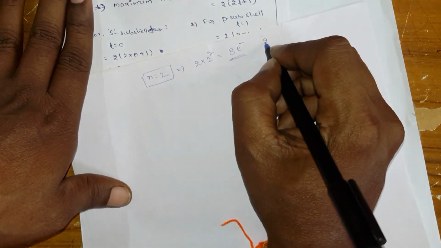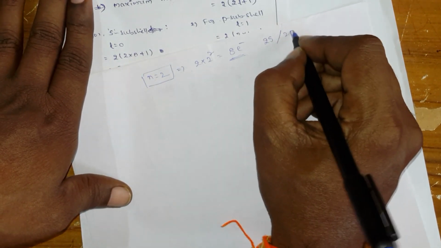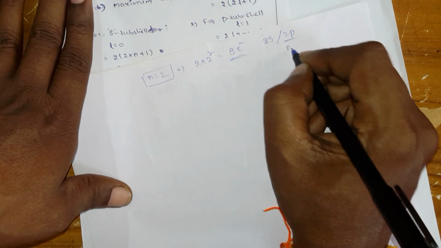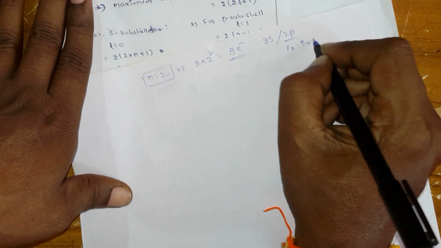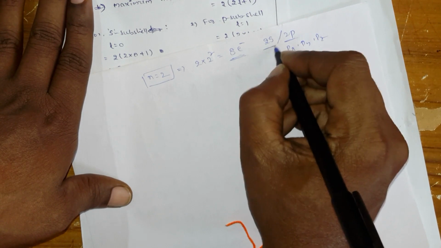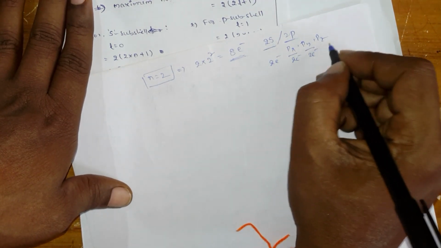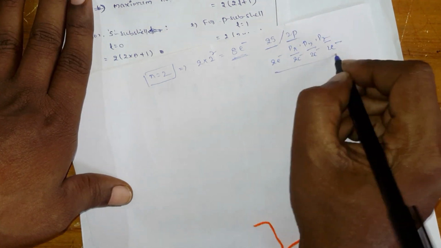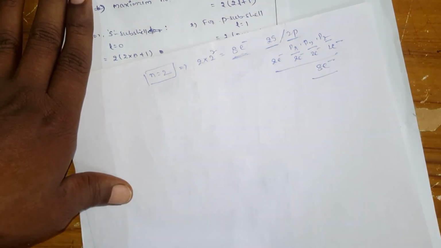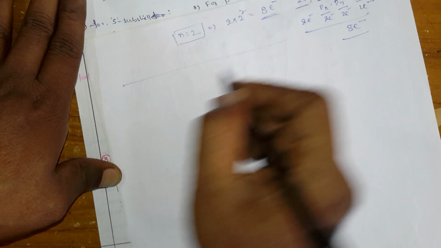Where are they? There is 2s and 2p. And again in the 2p there are px, py, pz. So in these, 2 electrons each, so overall it is 8 electrons. Okay, like this. And the next one.